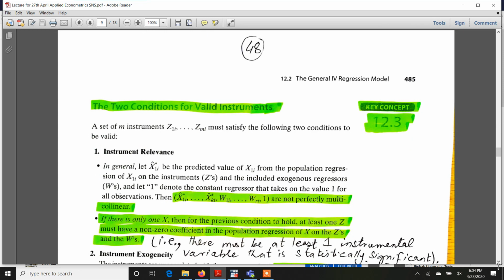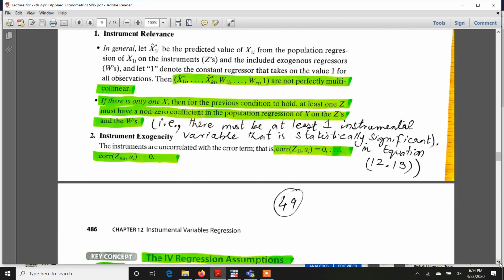Okay, so instrument exogeneity. The instruments are uncorrelated with the error term, because this is the point of actually introducing the instrument, that they are controlling the problem of endogeneity. So they must control it, for the purpose for which they are introduced, that must be met. The correlation between the instrument and the residual term should be 0.